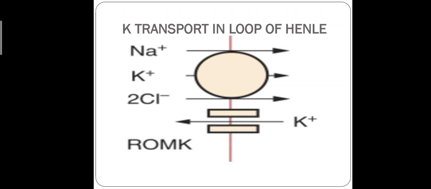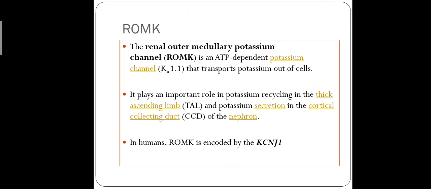So how is potassium transported in the loop of Henle? There is the sodium potassium chloride transporter, and the potassium ROMK channel is there. What is the ROMK channel? The renal outer medullary potassium channel is an ATP dependent potassium channel that transports potassium out of the cells. It plays an important role in potassium recycling in the thick ascending limb and potassium secretion in the cortical collecting duct of the nephron. In humans, ROMK is encoded by KCNJ1.